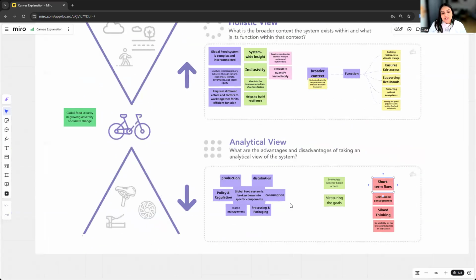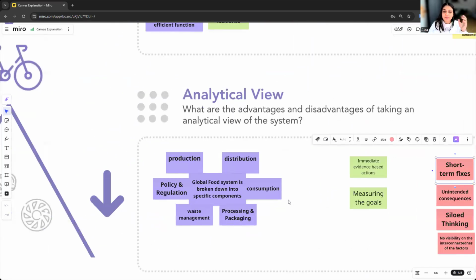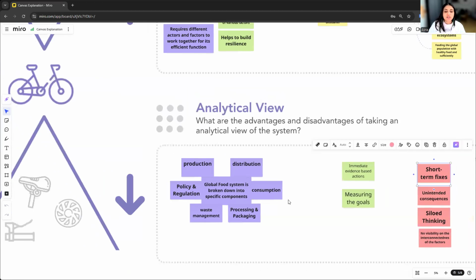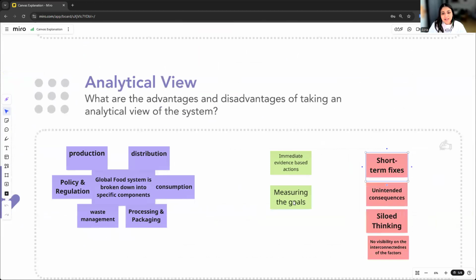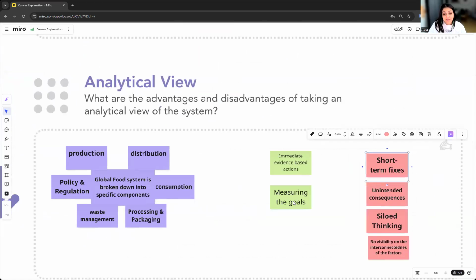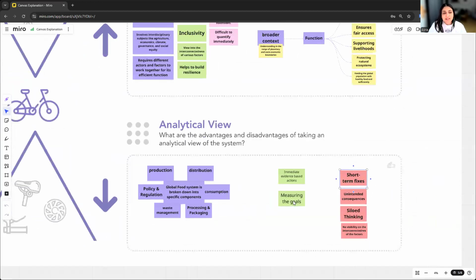So under analytic view, you define global food systems into specific components like policy, production, consumption, waste management, and so on. Advantages are quite small and simple. They help us give immediate evidence-based actions, and help us measure goals. They are short-term fixes. There are unintended consequences because of this. It really propagates silo thinking and it gives no visibility on the interconnectedness of different factors.